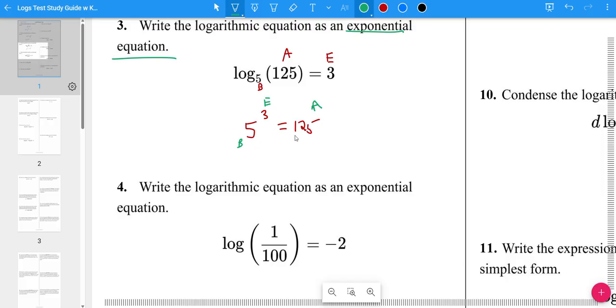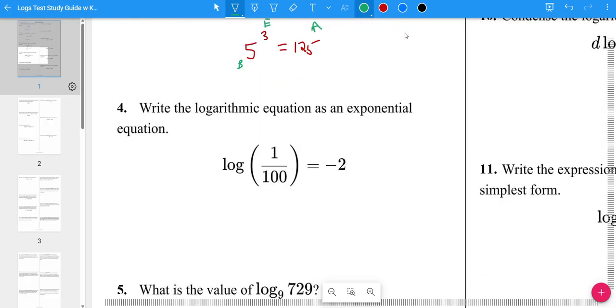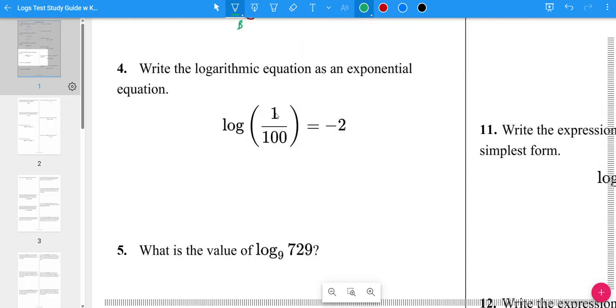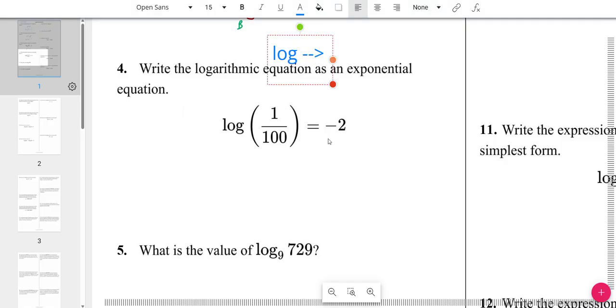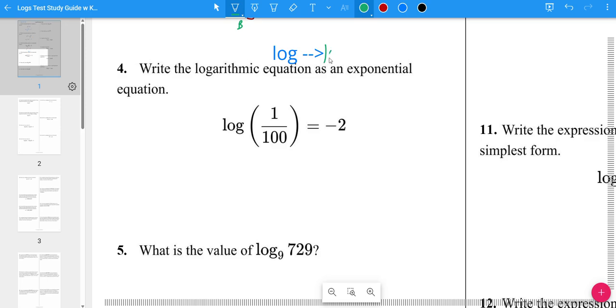If it has a log still, then it's logarithmic form. Number 4. Now, one thing to remember, you'll see here there is no base. So if you see log by itself, it means log base 10. Same thing with ln. If you see ln, that means log base e.